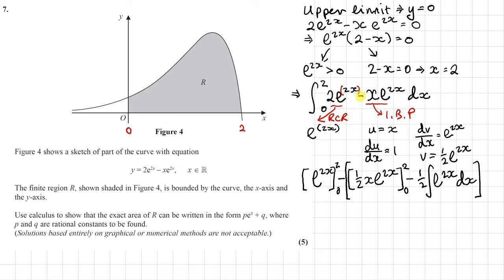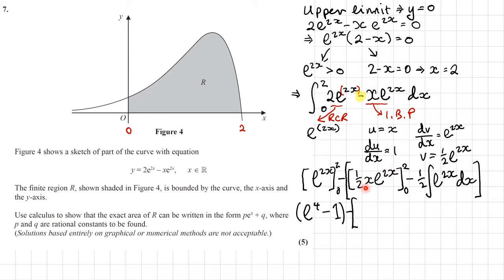Okay, so let's work through this. So over here, let's put the limits in. So if I put the limits in, I will have e to the 4 minus e to the 0. Now anything to the power 0 is 1. So that's the first bit. Minus, then I'll put the limits in here.